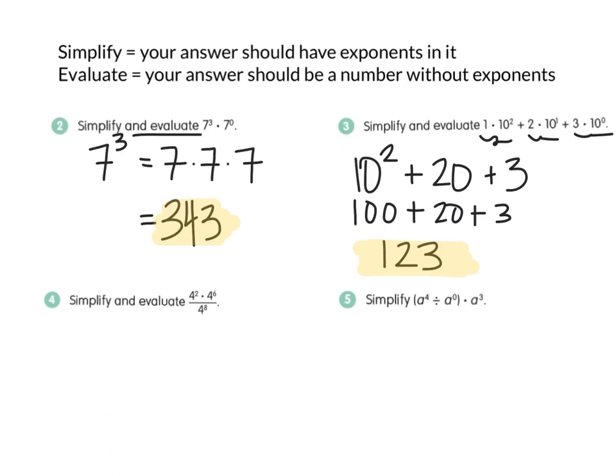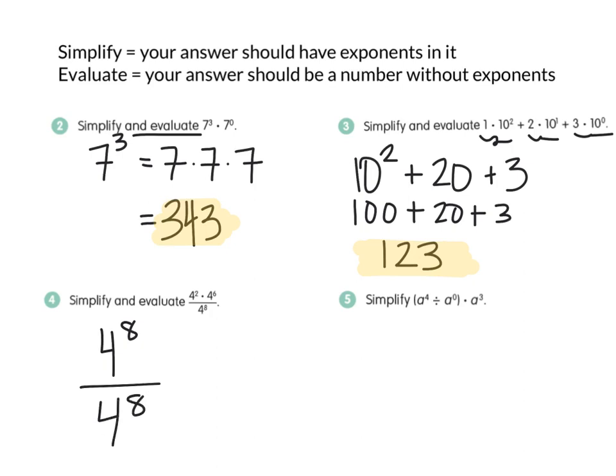All right, let's take a look at number 4. Simplify and evaluate 4 squared times 4 to the power of 6 over 4 to the power of 8. If we simplify the top of this, the numerator, 4 squared times 4 to the power of 6, that's going to become 4 to the power of 8. Because when you multiply with exponents, you add the exponents together.